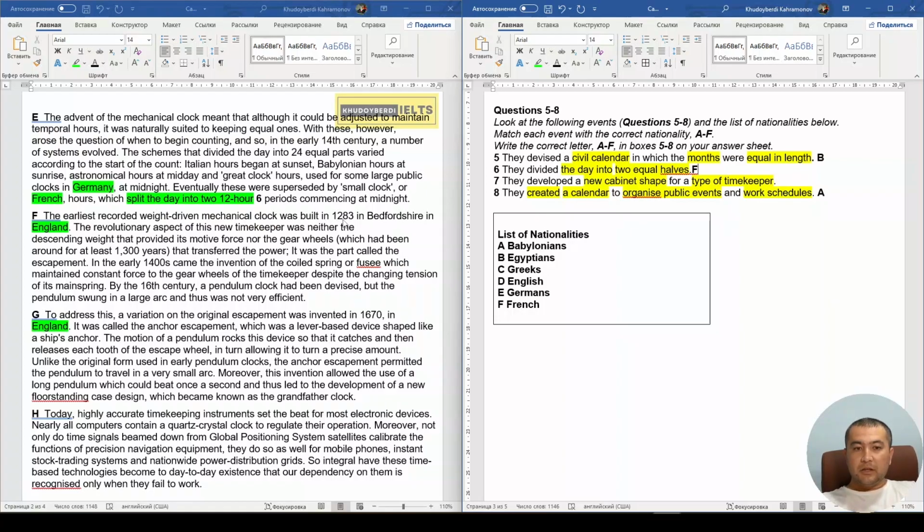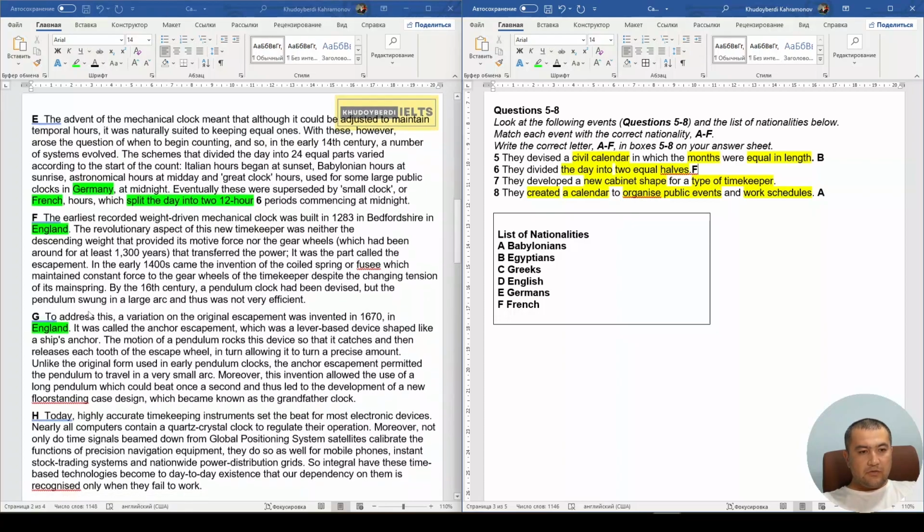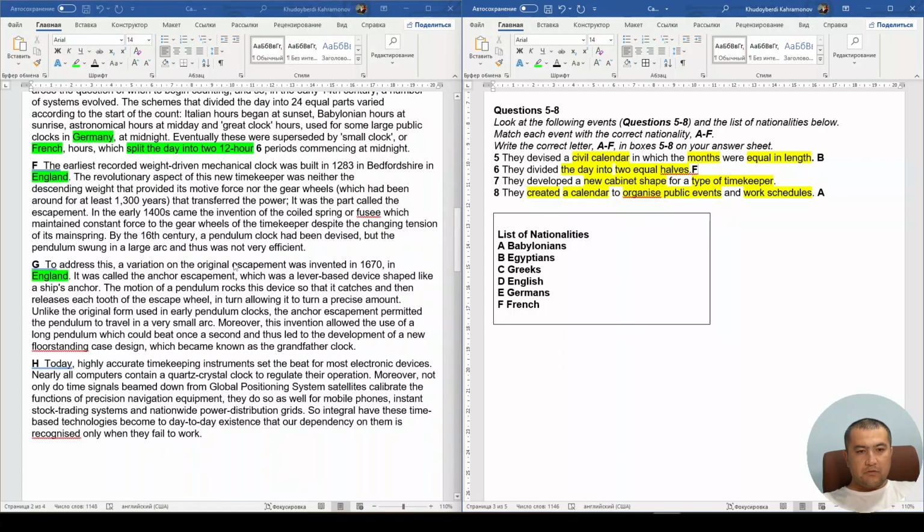was built in 1283 in Bedfordshire in England. The revolutionary aspect of this timekeeper was neither the descending weight that provided its motor force nor the gear wheels, which had been around for at least 1300 years, that transferred the power. All right. To address this, a variation on the original escapement was invented in 1670 in England.